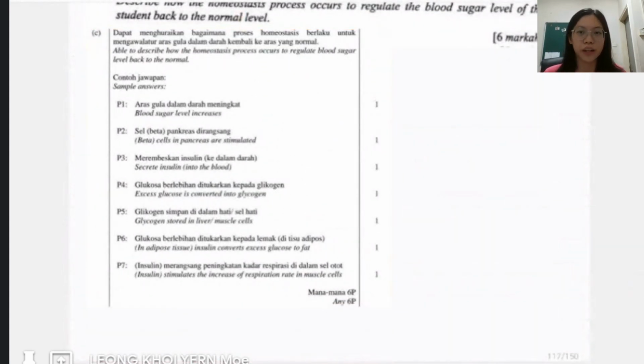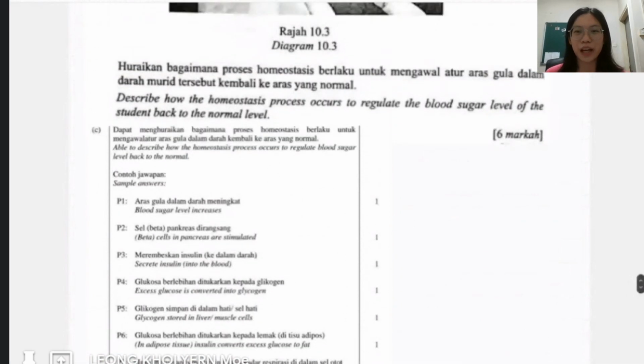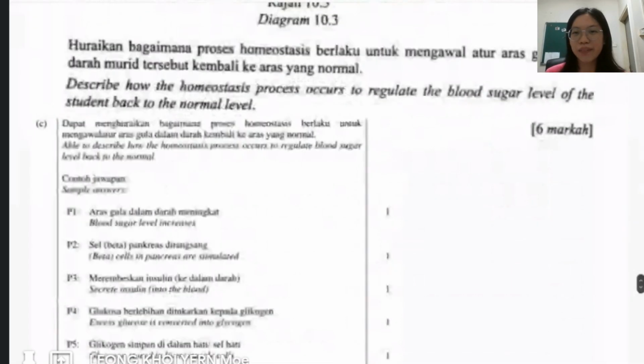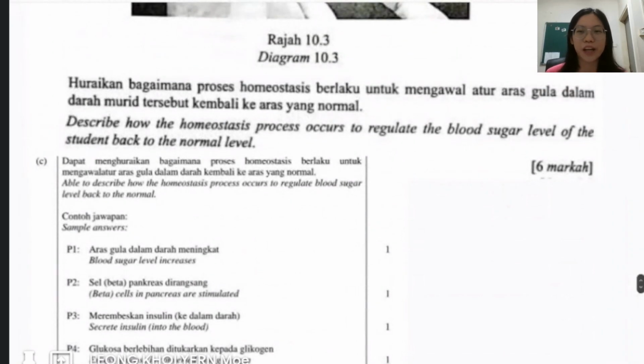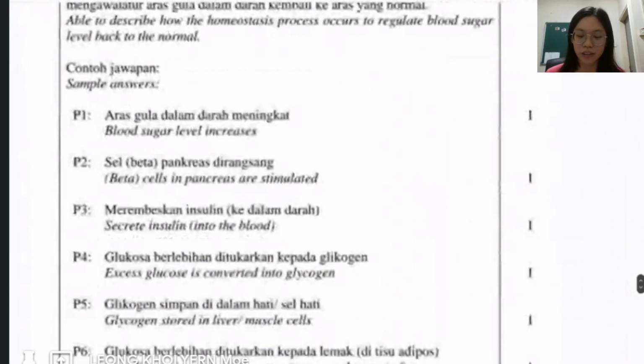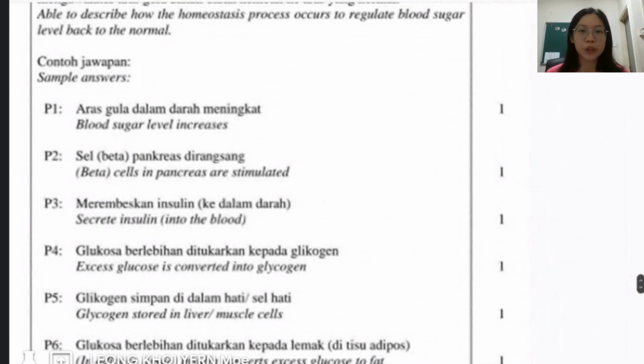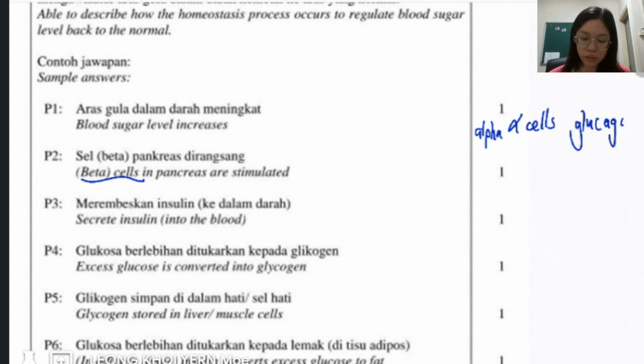That's why we have insulin. So it's normal, okay? Don't panic that she got diabetes, because they say a homeostasis process to regulate it. It's not about diabetes. So the blood sugar level increases. The cells stimulated to produce insulin are the beta cells in the pancreas. Alpha cells are for glucagon, but beta cells are for insulin, so don't get mixed up.